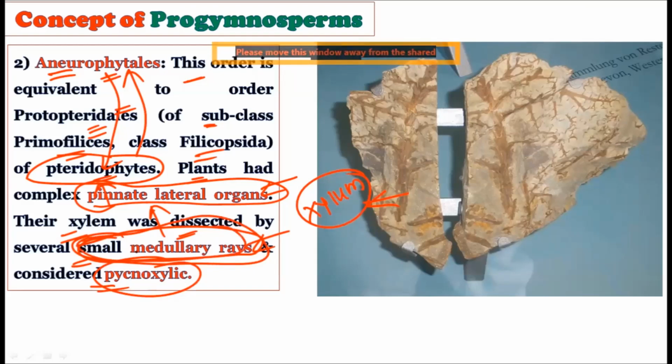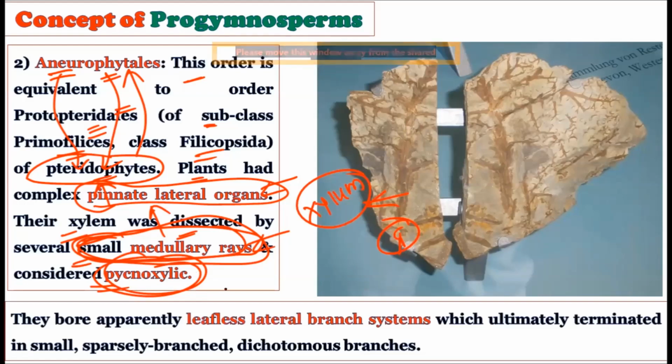Okay, so these medullary rays, pycnoxylic wood, all these are the characteristics of the gymnosperm, while on the other hand the reproductive methods of the Aneurophytales are comparable with that of the pteridophytes. So again, the second order in these progymnosperms is giving the characteristics of both, that is the gymnosperm as well as of the pteridophytes. So gymnosperm and pteridophyte characteristics can both be found in the Aneurophytales, and this particular order of the progymnosperm can be considered as the ancestor stock for the present day gymnosperm.